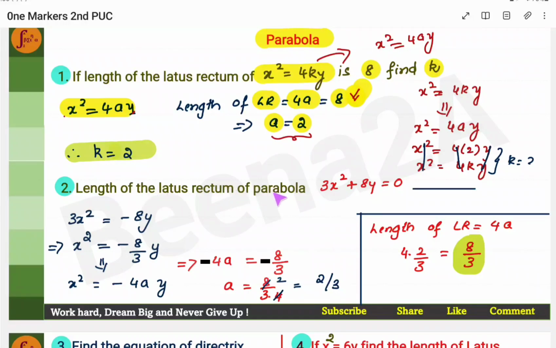Now second problem. You need to find the length of the latus rectum of the parabola given this equation. What is the general formula for the length of the latus rectum? It is 4 times a, right? But we don't know the value of a here. We need to find the value of a.